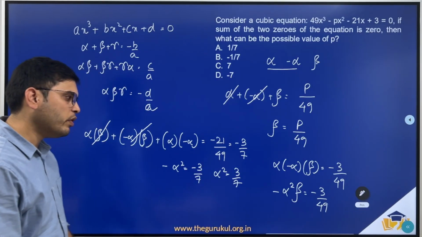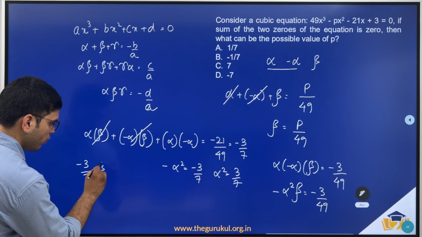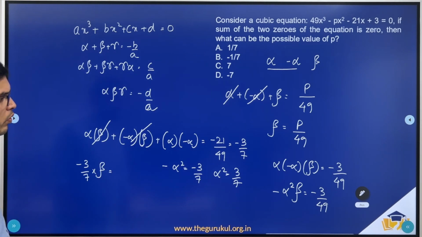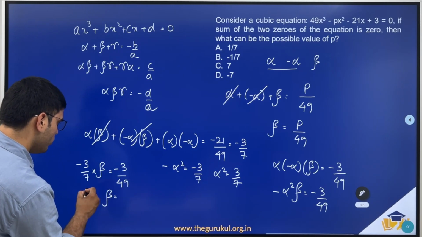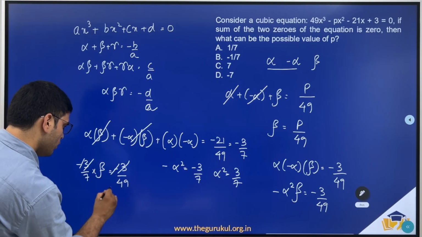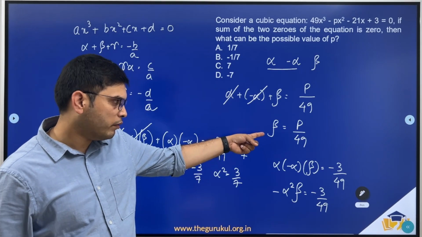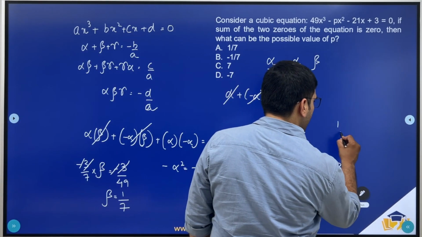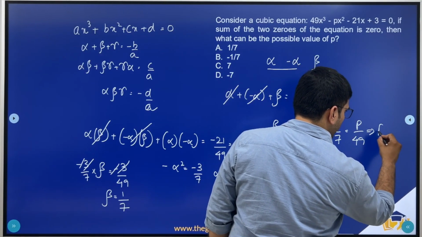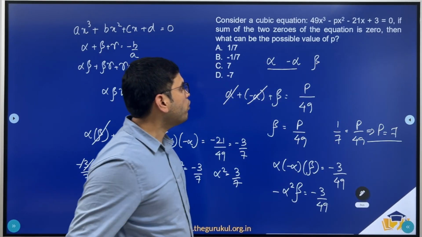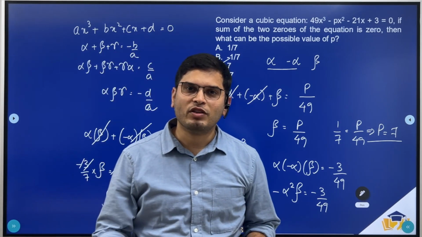Now, what is the value of alpha square? 3 by 7. So minus 3 by 7 into beta is equal to minus 3 by 49, or beta is equal to, these two will get cancelled, 1 by 7, right? Now beta is equal to 1 by 7. Now what is beta? P by 49. So 1 by 7 is equal to P by 49, or this implies P is equal to 49 by 7, 7. So what was asked? We are asked to find the possible value of P. So option C should be the answer to this question.